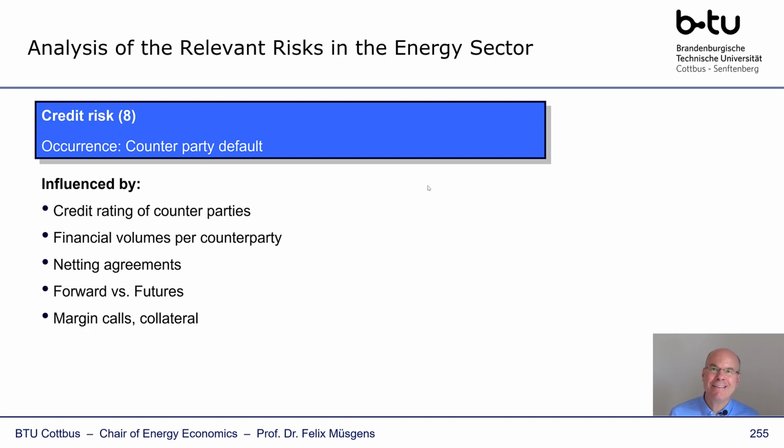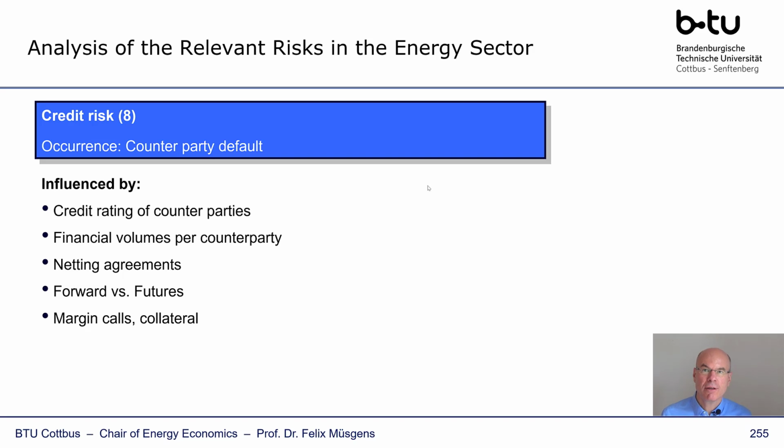Then there is netting agreements. I will also already explain these at this point. A netting agreement is if you repeatedly trade with a company, always the same counterparty, if you sell to them and then also buy from them, the netting agreement says we only owe each other the difference.